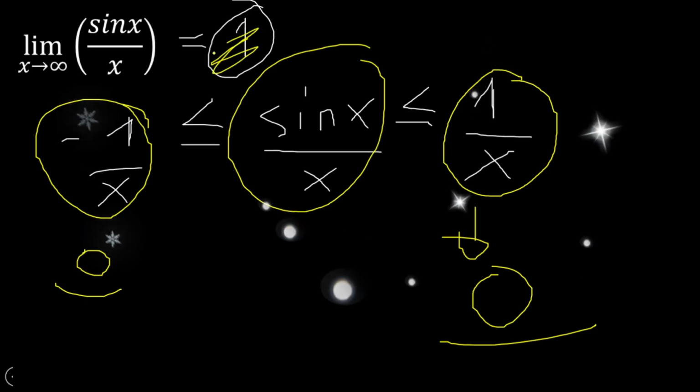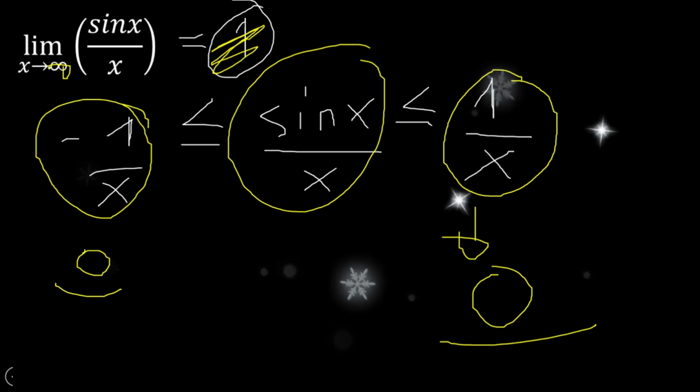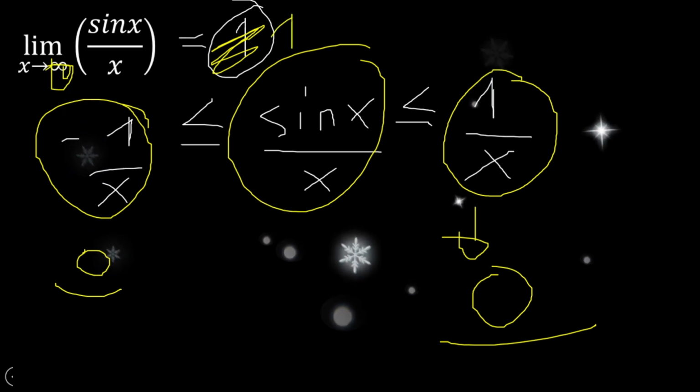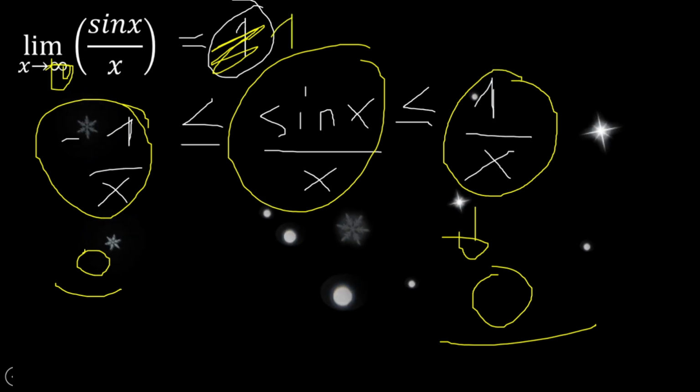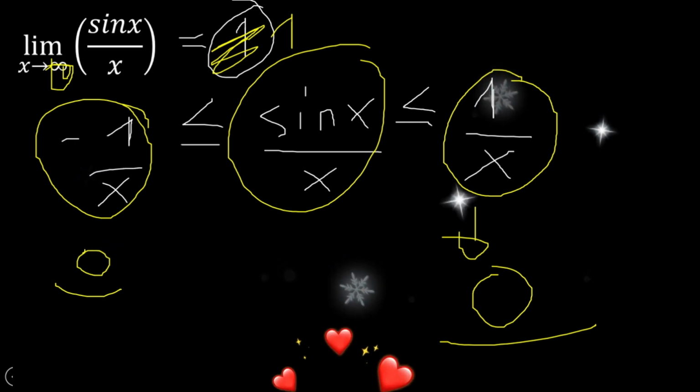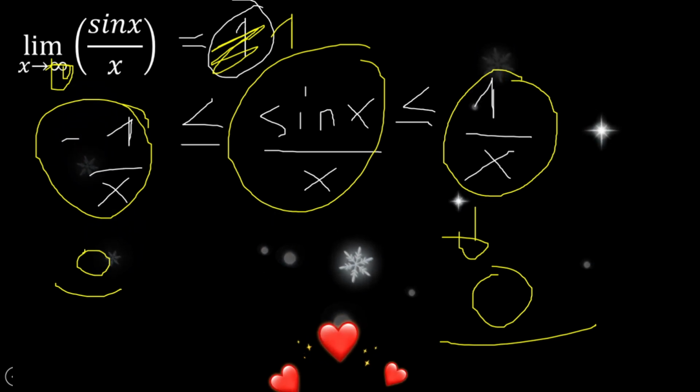Okay, sorry, here it was 0, not 1. I was confusing that with the limit as x tends to 0, which will give 1. Okay, we are going to solve for x tends to 0 in this other video. Take a look at it.